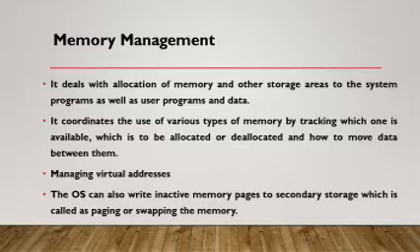Current computer architectures arrange the computer's memory in a hierarchical manner, starting from the fastest registers, the CPU cache, random access memory, and the disk storage. An operating system's memory manager coordinates the use of these various types of memory by tracking which one is available, which is to be allocated or deallocated, and how to move the data between them. This activity is usually referred to as virtual memory management, which increases the amount of memory available for each process by making the disk storage seem like the main memory.